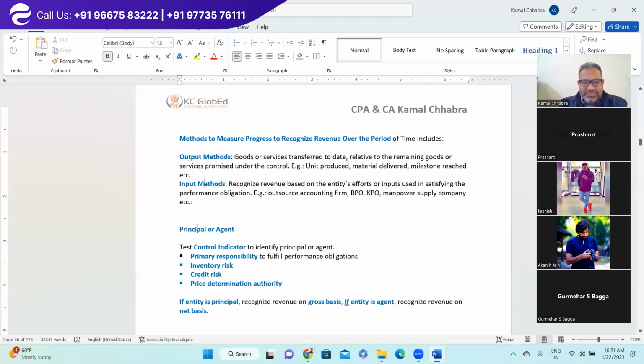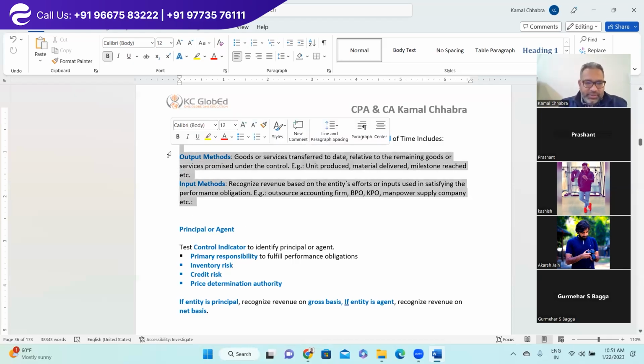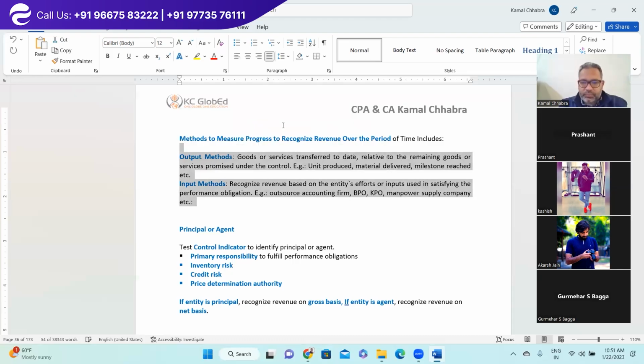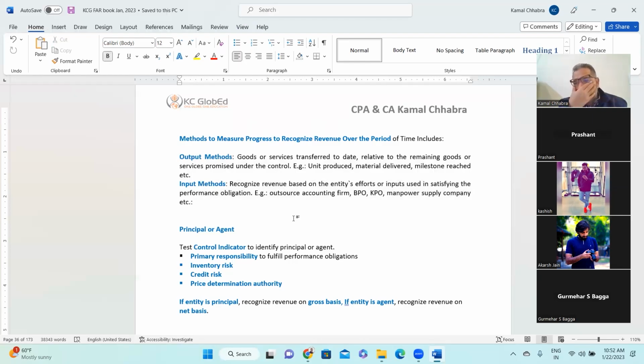So sir, overtime will be taken as input one, right? Yes, absolutely true. So these are two methods for measuring the progress to recognize the revenue over a period of time.